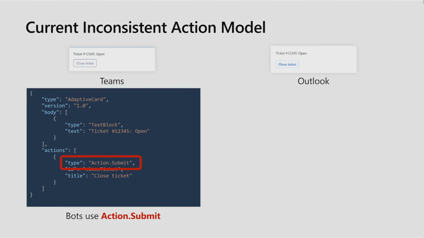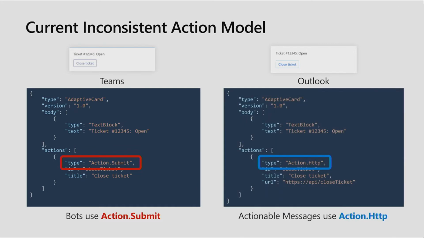A body with a text block, super simple, and an action whose type is action.submit. However, in Outlook, the same exact card is defined with the same exact body, but not the same action. Here you have to use the action.http type. What that means is that if you author your scenario for Outlook, it will simply not work in Teams, and the other way around. We want to solve this with universal actions.